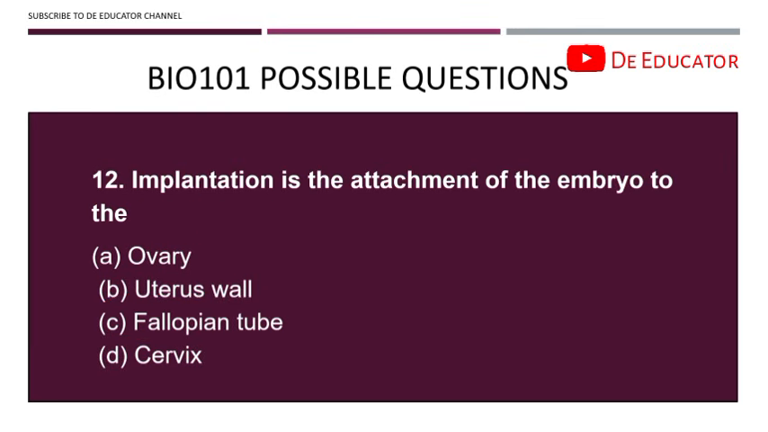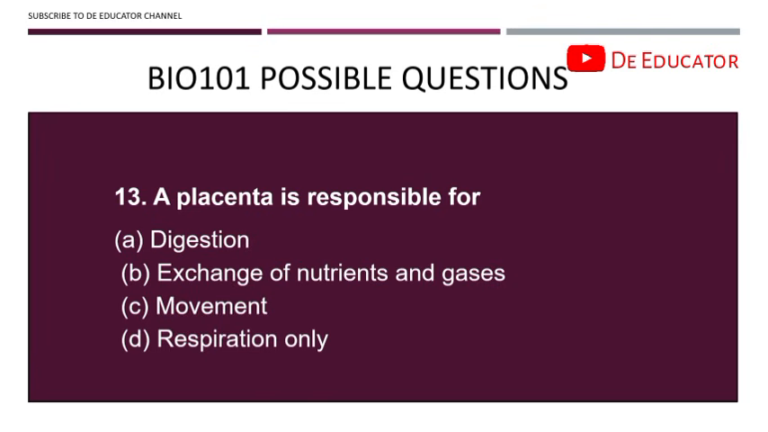Number 12, implantation is the attachment of embryo to the uterus. Remember, the uterus is also known as womb. That's where the baby is going to stay. So it is in the uterus. Please take note. Number 13, the placenta is responsible for the exchange of nutrients and gases. So you can see these questions are very simple. They are common basic biology that you should know.